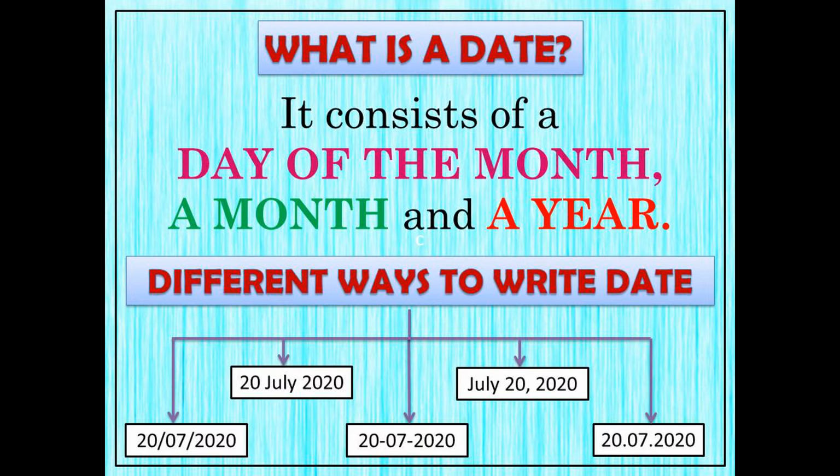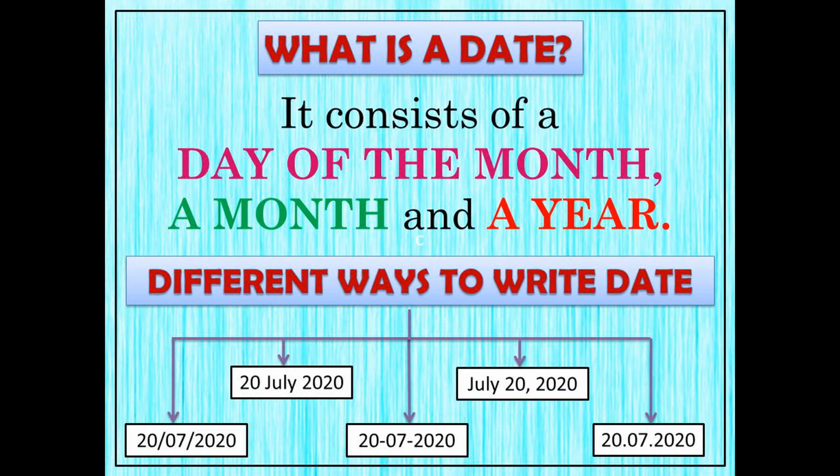The second part indicates the month, the name of the month or the number of the month, and the last part indicates the year which is going on, right? So these are the different ways in which you can write the date. You can put the slash, you can put the dash, or you can put the dot.